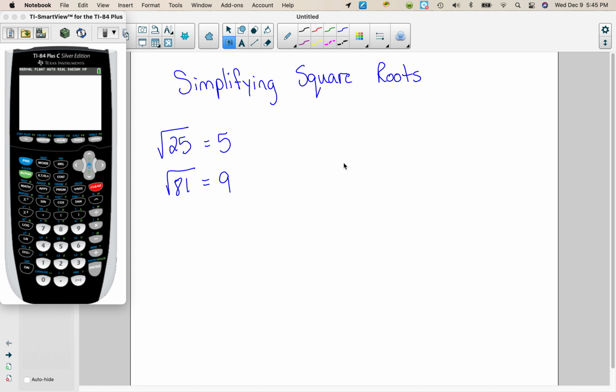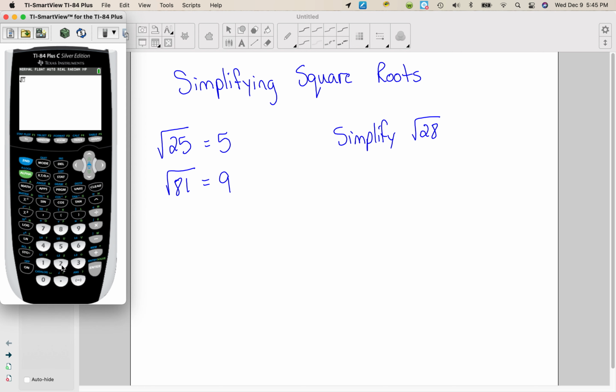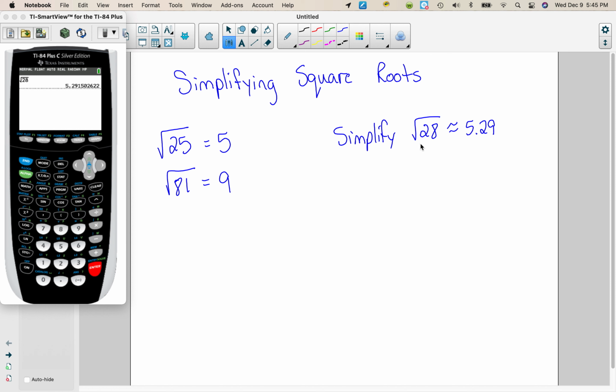But what if you have to simplify the square root of 28? Then what? It's not a perfect square. So there is no number that if you square it, you get 28. Probably a lot of you would know you could take your calculator and say it's approximately 5.29, but that's not exactly 5.29. We can see that this is an irrational number.